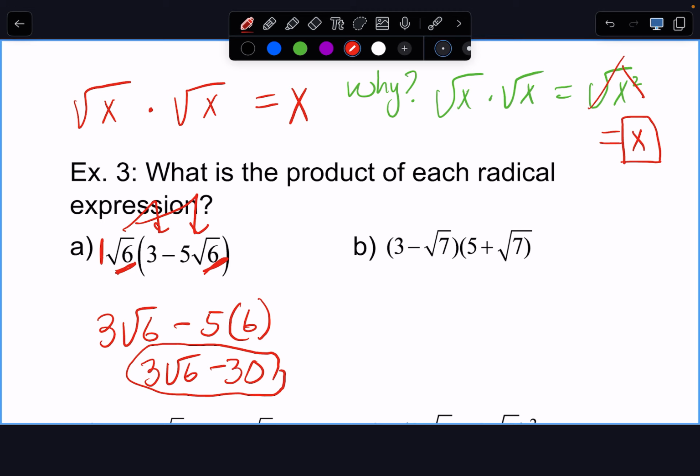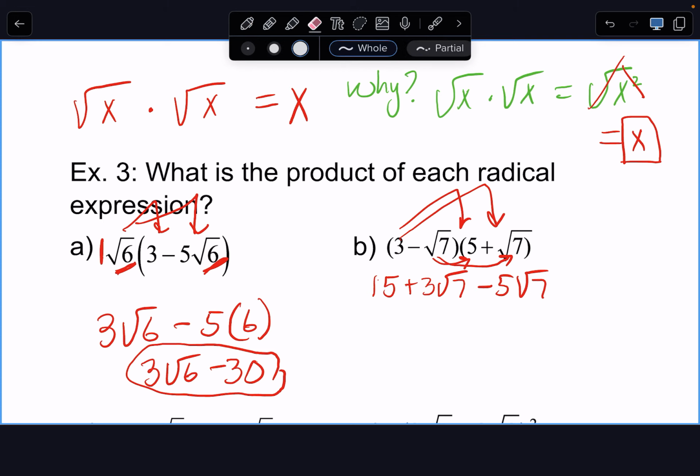And now we just FOIL like normal. 3 times 5? 15. 3 times square root of 7? 3 square roots of 7. Negative square root of 7 times 5? 5 times negative 1. Negative 5 square root of 7. Negative square root of 7 times square root of 7? Negative 7. Excellent.